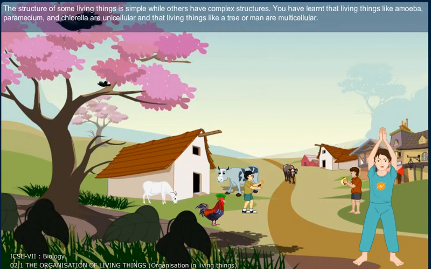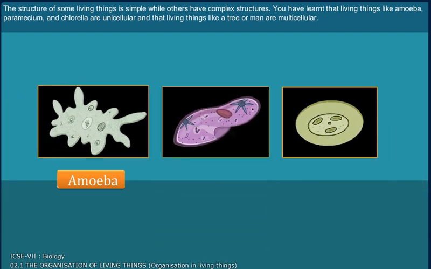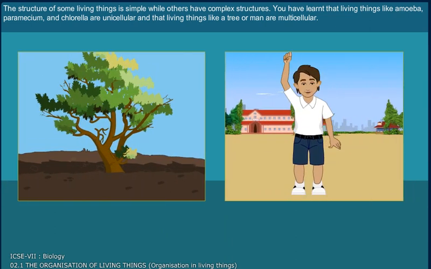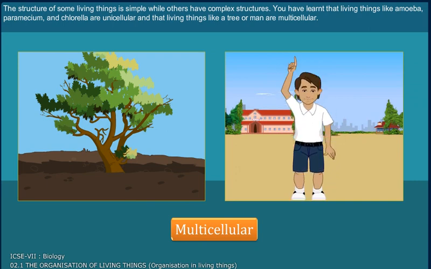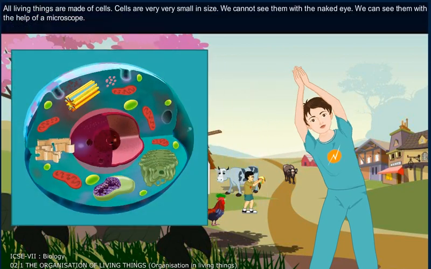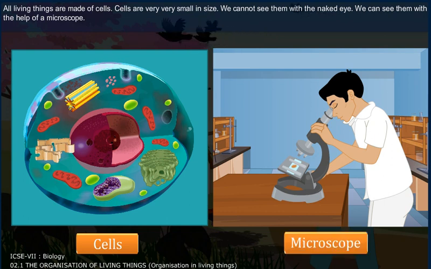The structure of some living things is simple, while others have complex structures. You have learned that living things like amoeba, paramecium and chlorella are unicellular and that living things like a tree or man are multicellular. All living things are made of cells. Cells are very small in size. We cannot see them with the naked eye. We can see them with the help of a microscope.